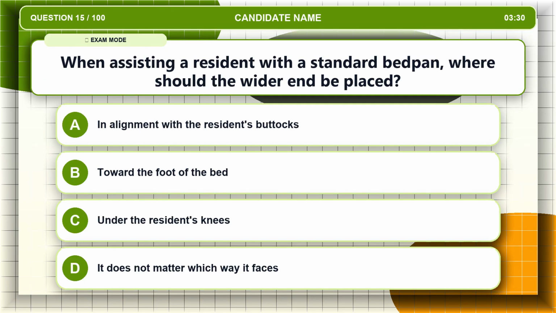Question 15. When assisting a resident with a standard bedpan, where should the wider end be placed? Option A, in alignment with the resident's buttocks. Option B, toward the foot of the bed. Option C, under the resident's knees. Option D, it does not matter which way it faces.